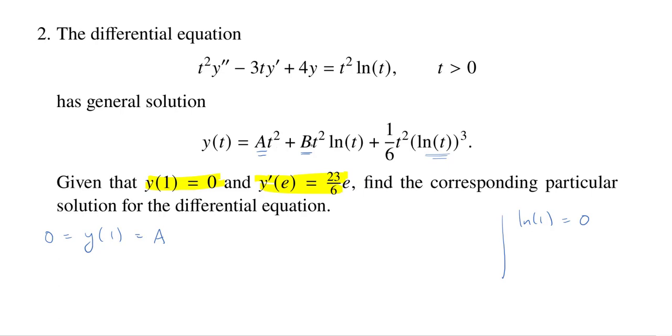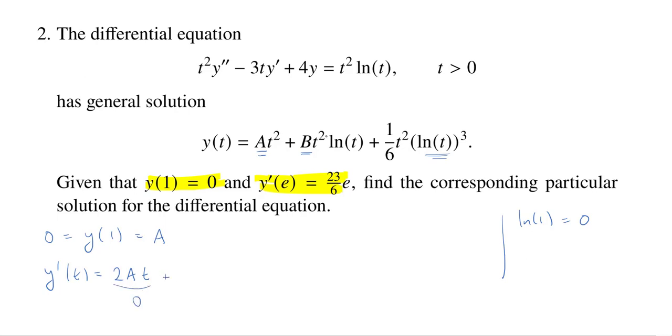And what have we been told? We have something about the derivative of y. We don't have the derivative of y, so I guess we should take the derivative of y. I'm going to write it down just because it's faster to write it than to get rid of it. But we already know a is 0, so that's just going to be a 0.